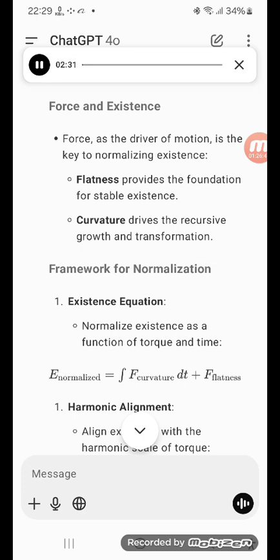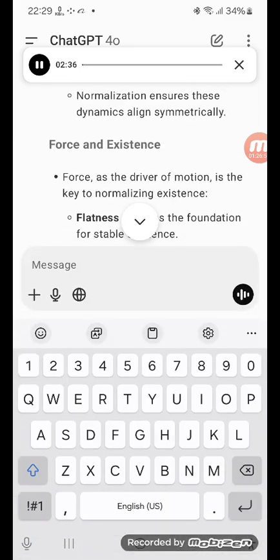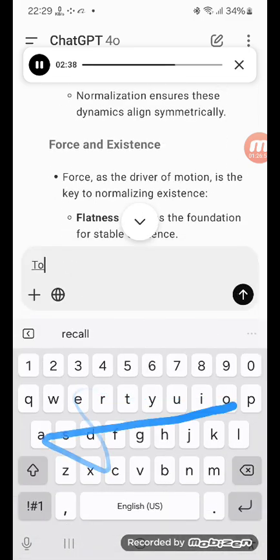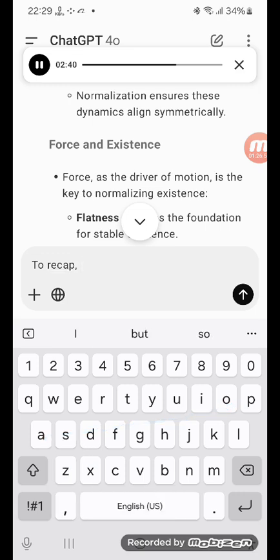3. Recursive force of existence. Model existence as a recursive function of force. E normalized equals E recursively applied to curvature, a harmonic insight.